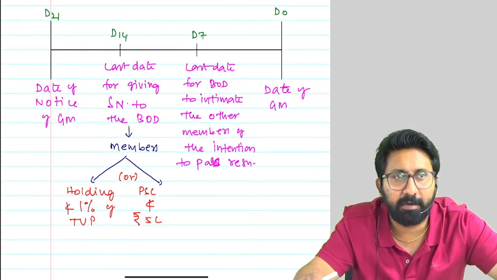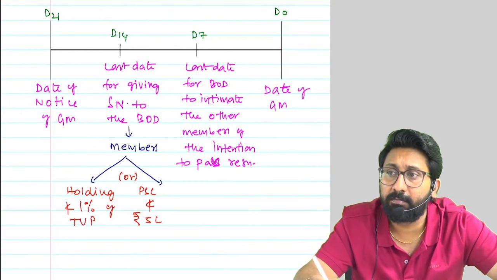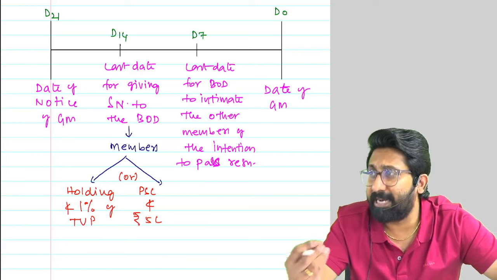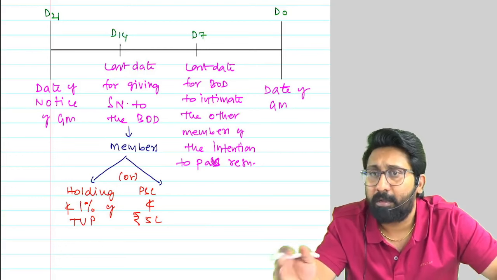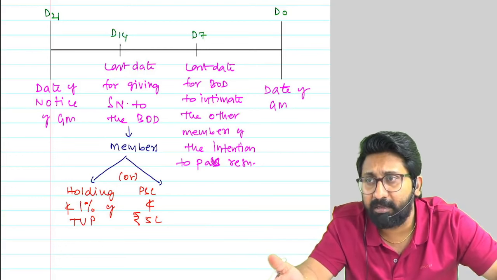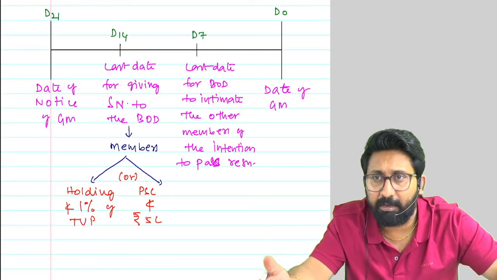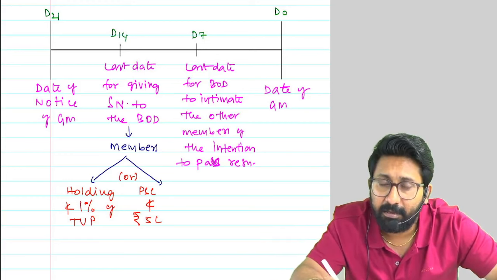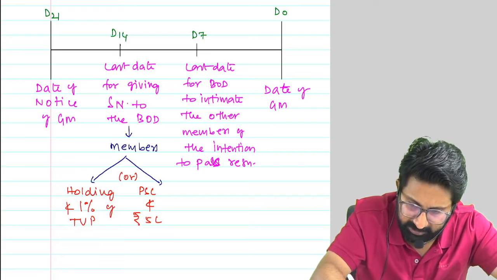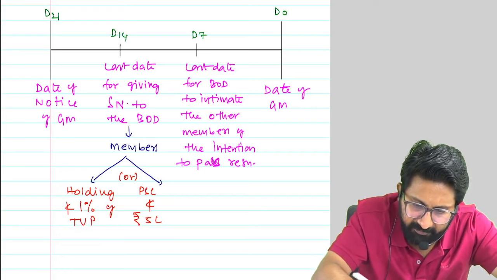Okay, everyone. You sent to whom? Board of directors will send it to the other members of the company. How many days gap is there? One second. See here. I will draw the timelines in a different way. See here.